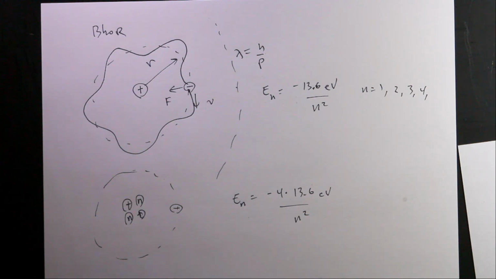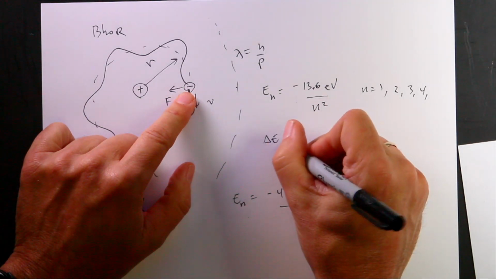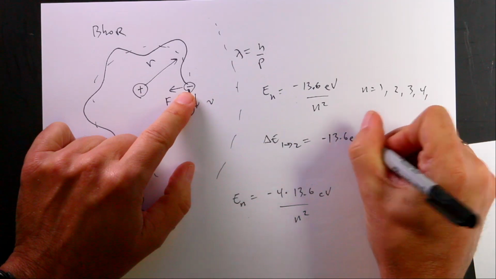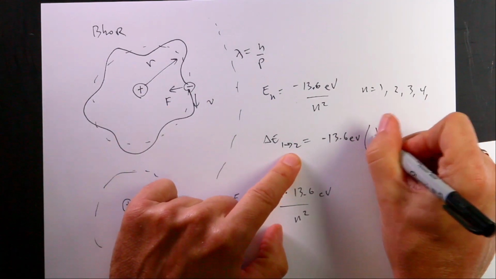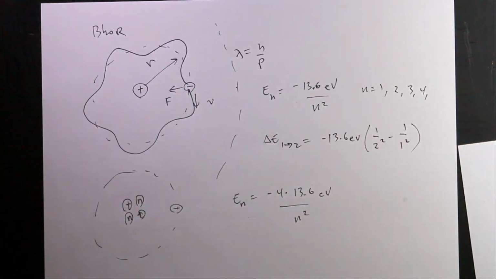And that's important because then you can find, if you want to look at the change in energy, delta E from 1 to 2, it would just be negative 13.6 electron volts times the final energy of 1 over 2 squared minus 1 over 1 squared. And you can get the change in energy.